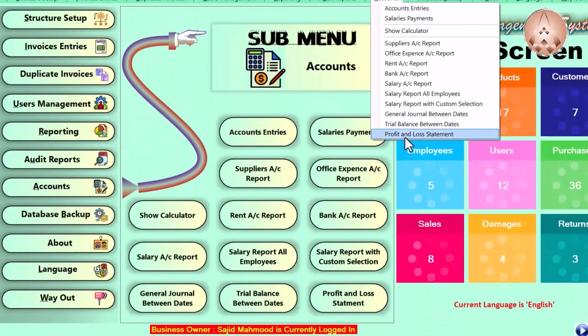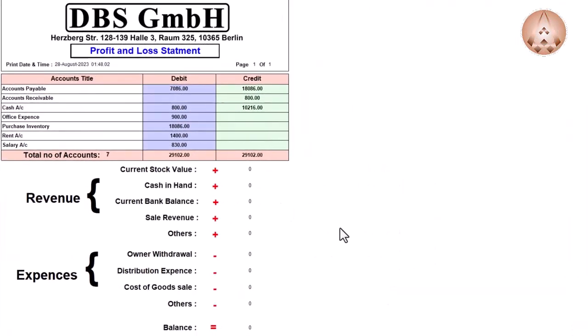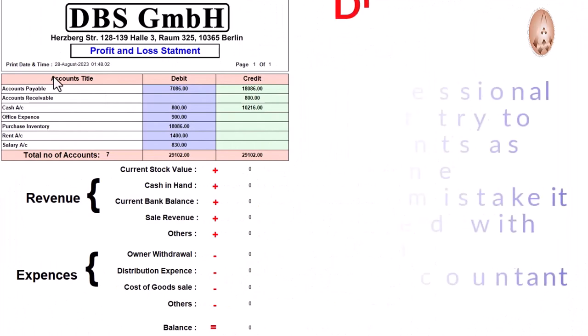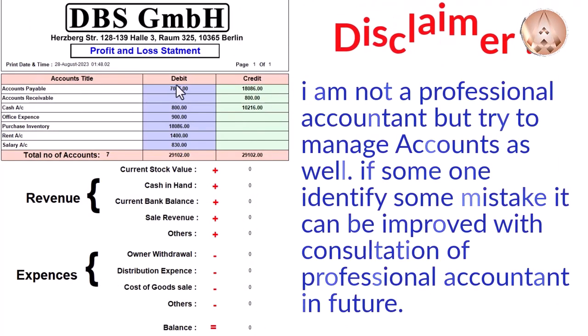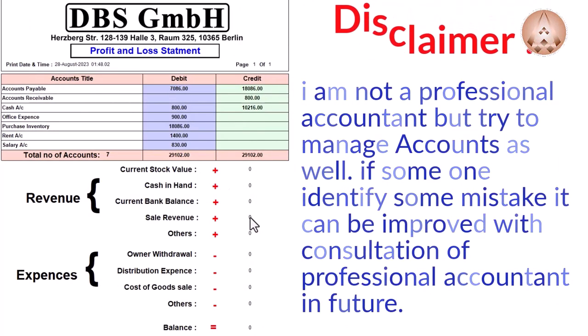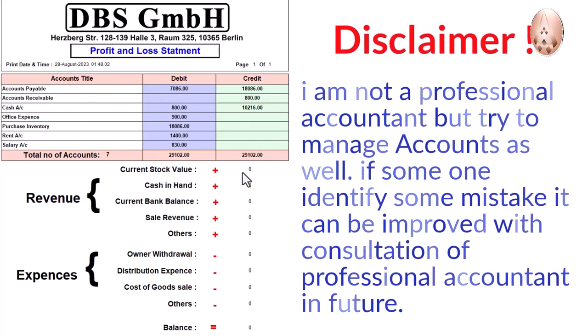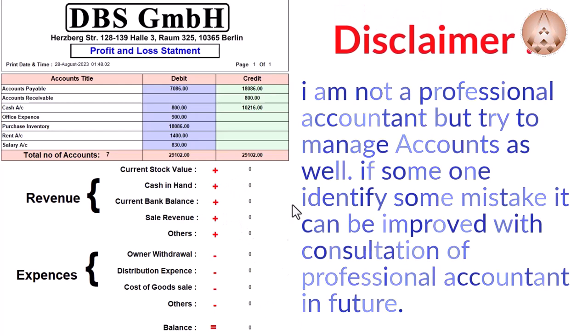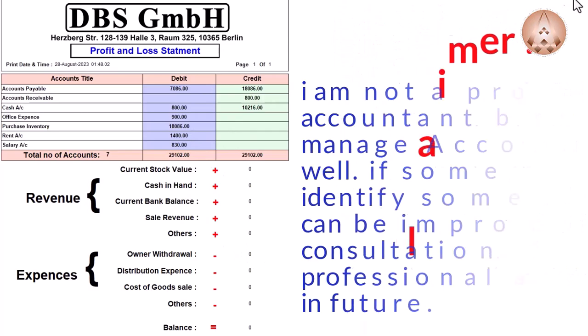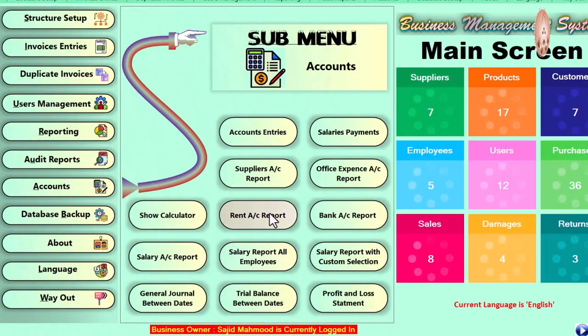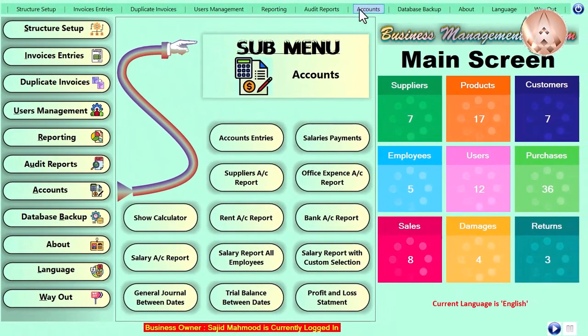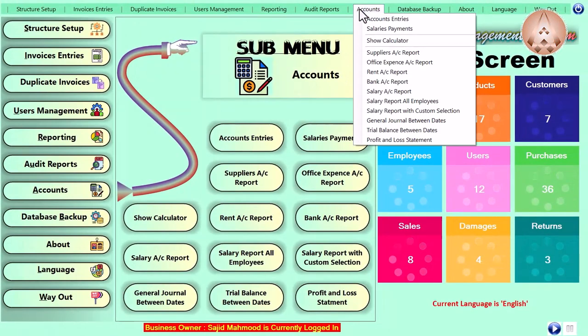Similarly, there is profit and loss statement. Here are the account titles, debit credit entries, and current stock valuation, cash in hand, current bank balance. With all this information, this profit and loss statement can be originated from this software. So this is all about the accounts. Accounts menu is finished. Almost all functionality is covered now. So let's proceed to the next one.